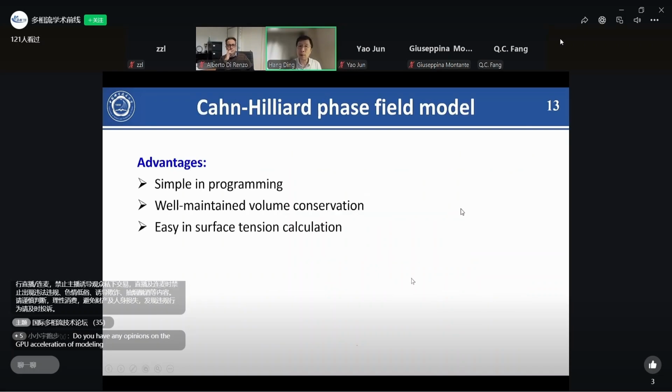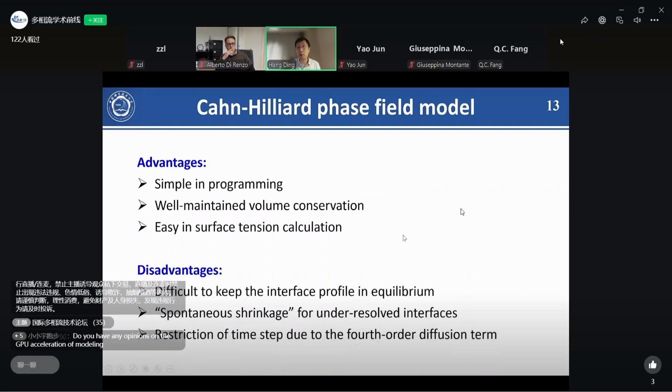The advantage of the Cahn-Hilliard phase field model is that it's very simple. It's very friendly for the fresh newcomer. It also can maintain the volume conservation. When you calculate the surface tension, it's all very straightforward and accurate. But it also has some disadvantages, like it's very difficult to keep the interface in equilibrium. Also, it has some kind of spontaneous shrinkage.